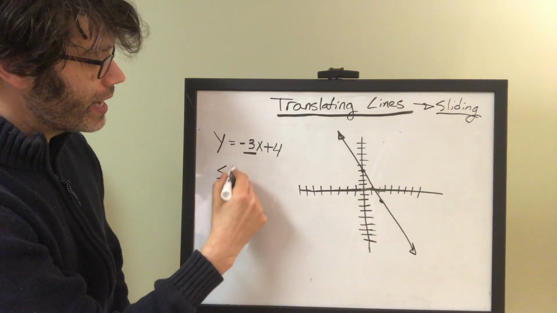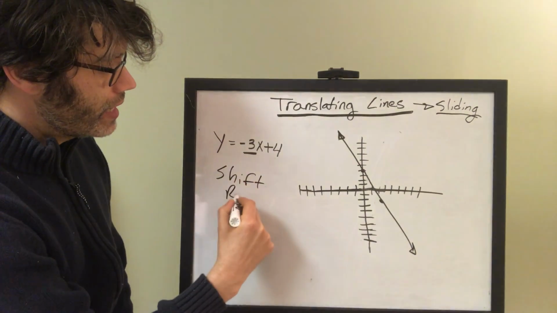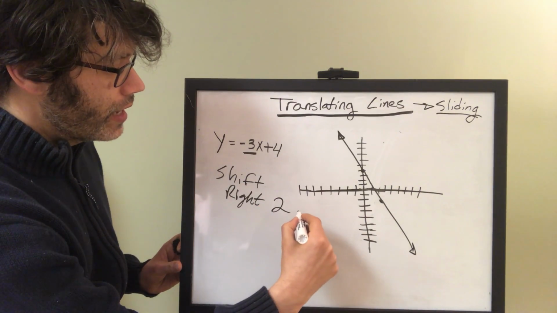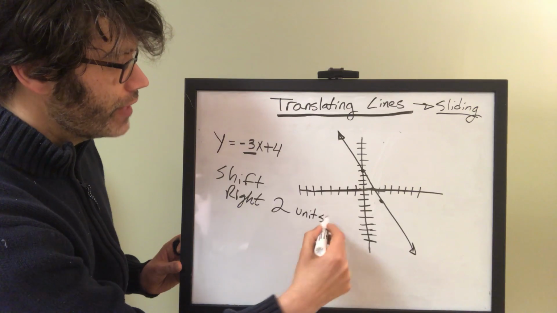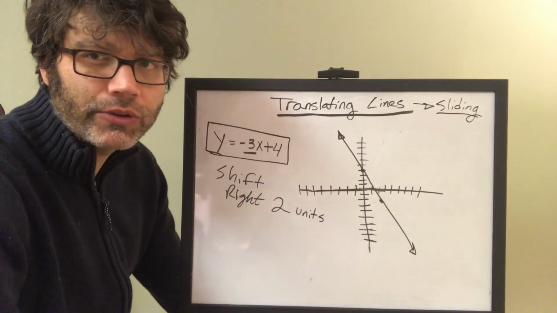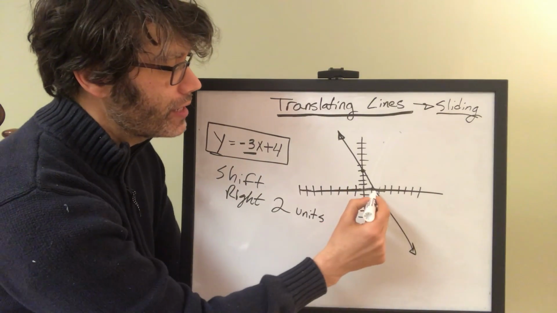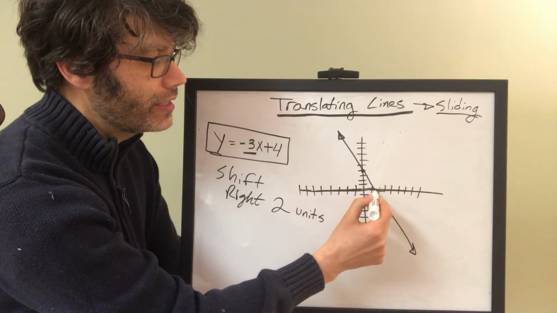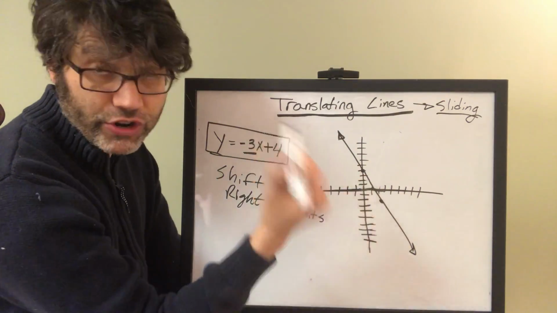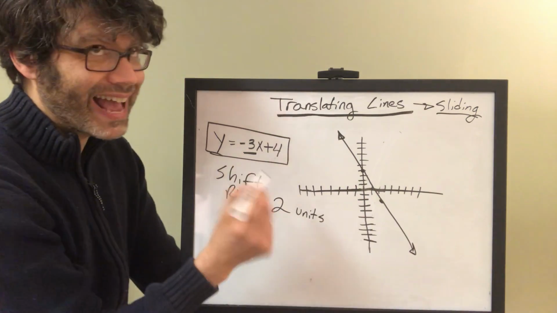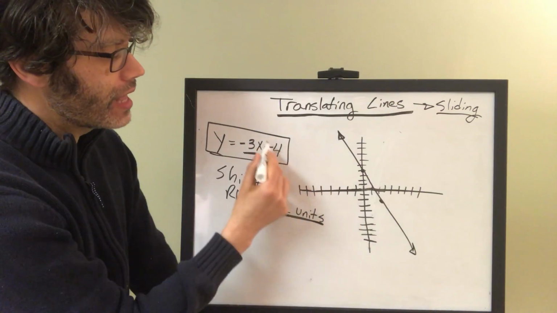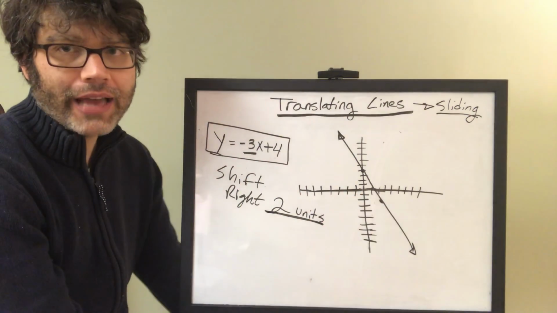So if we shift right, say 2 units, we're going to shift this line to the right 2 units. In order for us to be able to shift it to the right, we need to know where it crosses the x-axis, because wherever it crosses the x-axis, the new line should cross through the x-axis 2 units to the right. So let's figure out where this line goes through the x-axis.